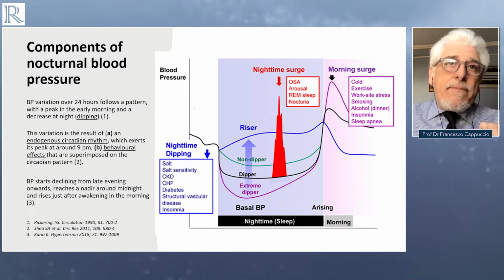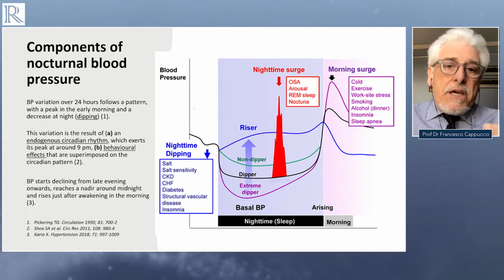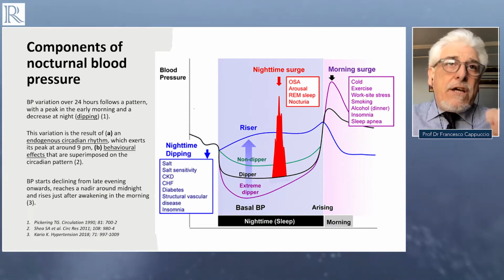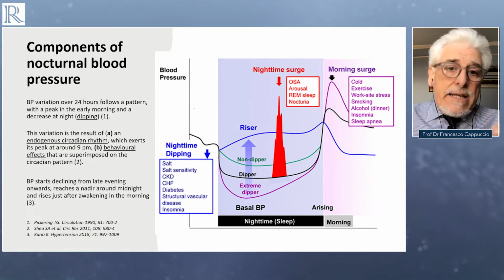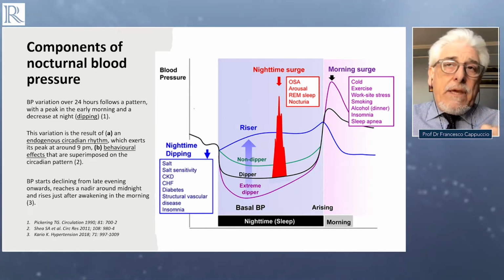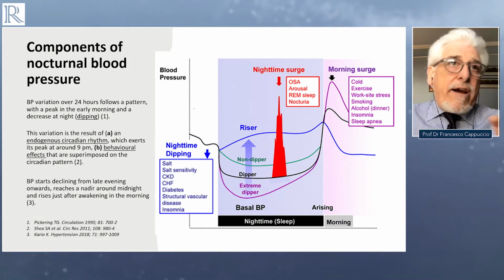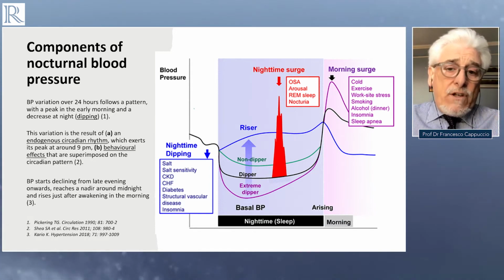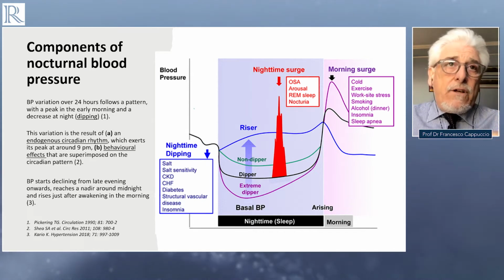So in summary, blood pressure variations over the 24-hour period follow a pattern with a peak in the early morning, the morning surge, and a decrease at night, which is the dipping. The morning surge is caused by a variety of mechanisms, as indicated in the pink box there. Some are very physiological, some could be not physiological.